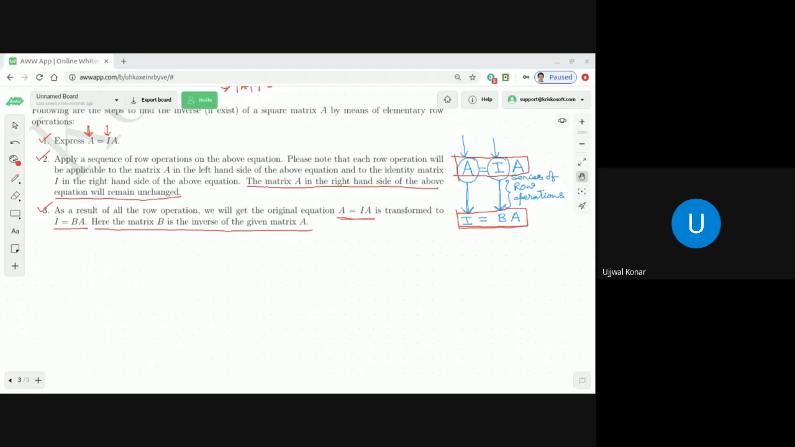Okay, suppose we need to find the inverse of this matrix. Obtain the inverse of the following matrix using elementary operations. So this is the example we are going to perform.